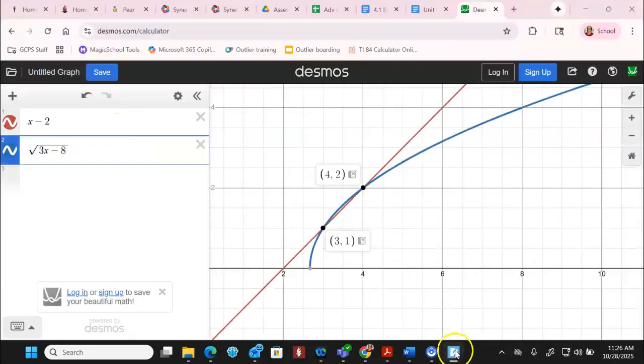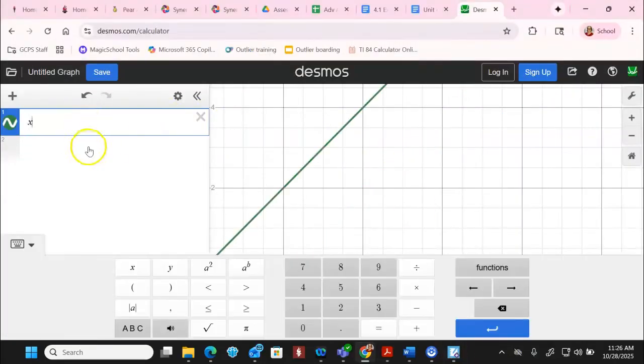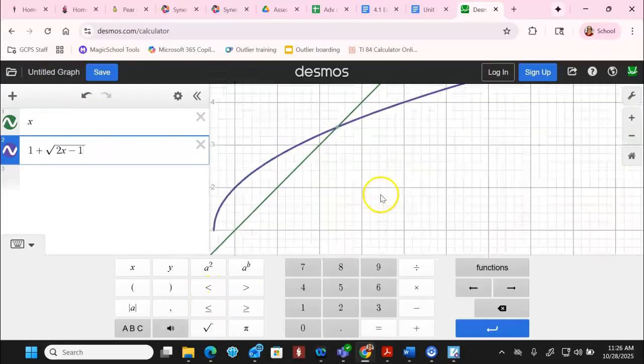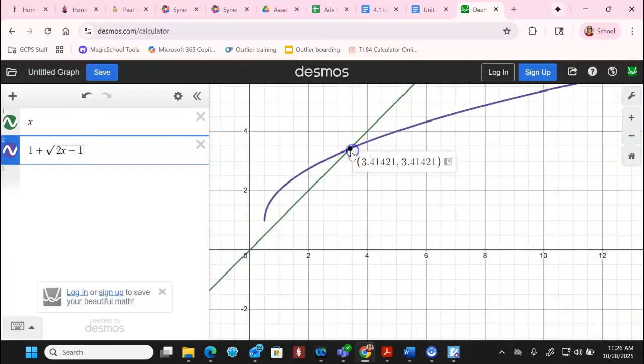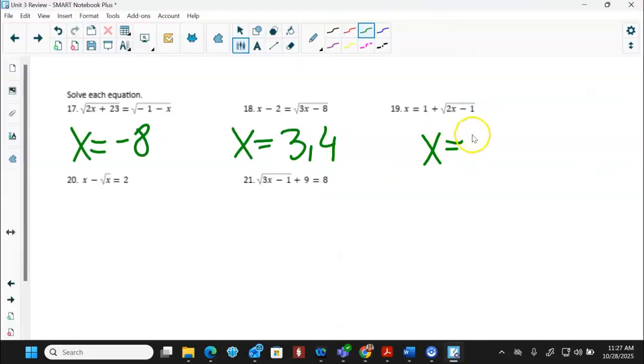Question 19. We are going to have an x on one line, and we're going to have a 1 plus square root of 2x minus 1 on this line. And we're going to look, and it's going to be a decimal. That's okay. Okay, it doesn't give you a whole number. It's still a decimal. You still have a solution, 3.41. Okay, so x will equal 3.41. It's just not a pretty one, okay? All right, question 20.